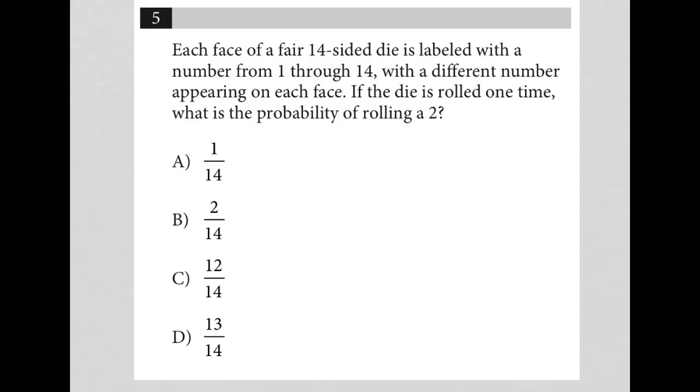So we have a word problem here. I'm going to read this first and see exactly what we're being asked to find. So it says each face of a fair 14-sided die is labeled with a number from 1 through 14.